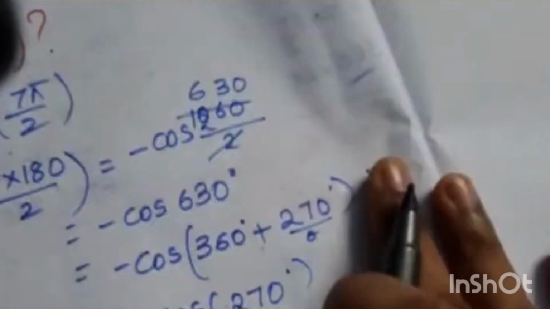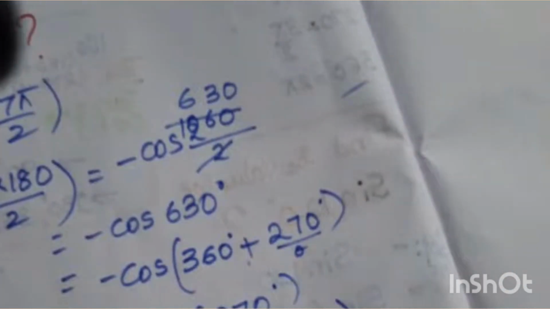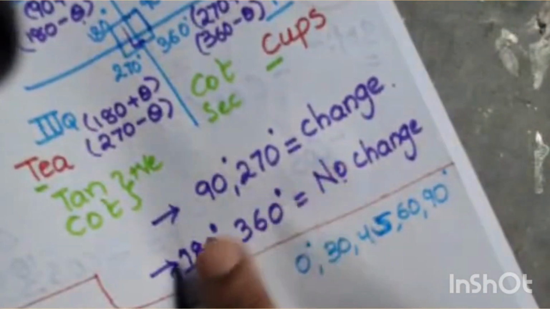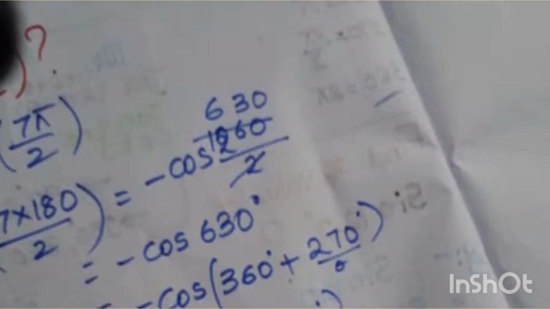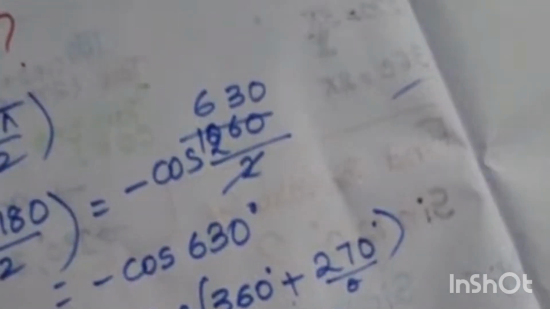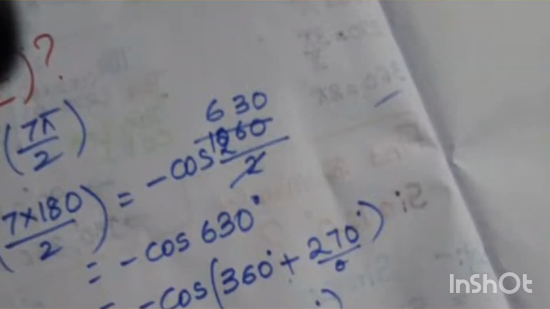Again 270 we have to simplify as 180 plus 90 degrees. Cos(180 plus 90). For 180, is there a change in sign or no change? 180 means no change, and no change means we write cos as it is. 180 plus theta is in which quadrant? Third quadrant, that is T. Third quadrant means cos 90, so this will come as minus cos 90 degrees.